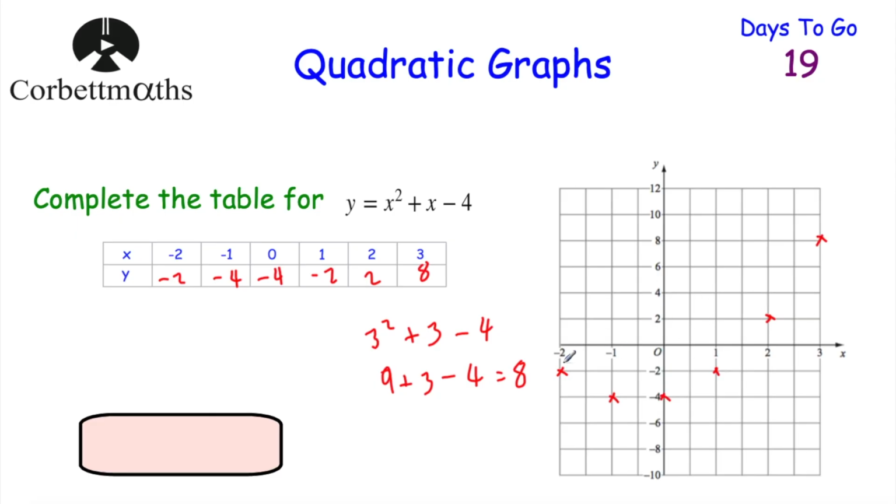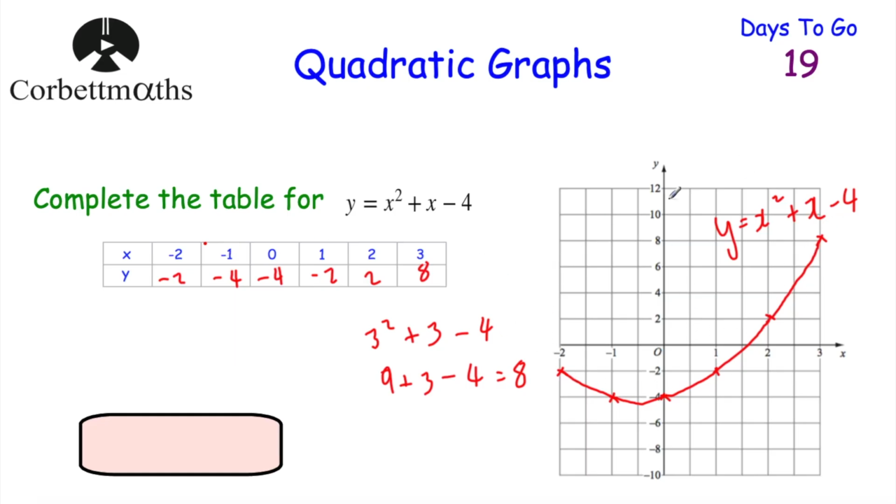Now we just need to do a nice curve through them. So we're going to go down and make sure at this point here you don't go straight across, so you actually come down a little bit further and then up again, and then you just do your curve. And that's the graph of y equals x squared plus x minus 4. And if you got that, well done. And that's how we would use an xy table to get the points, plot the points and draw a quadratic graph.